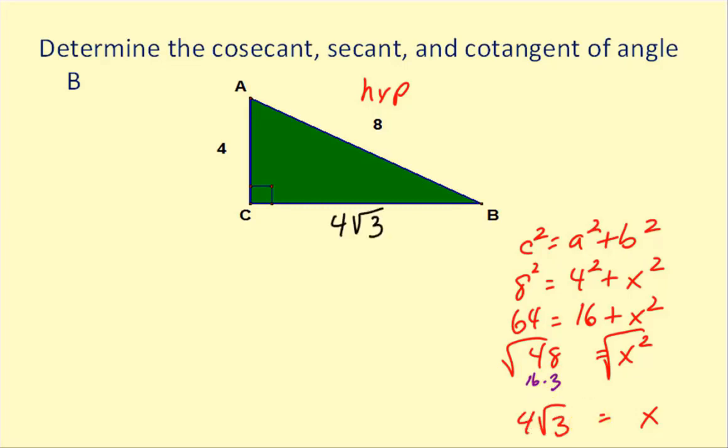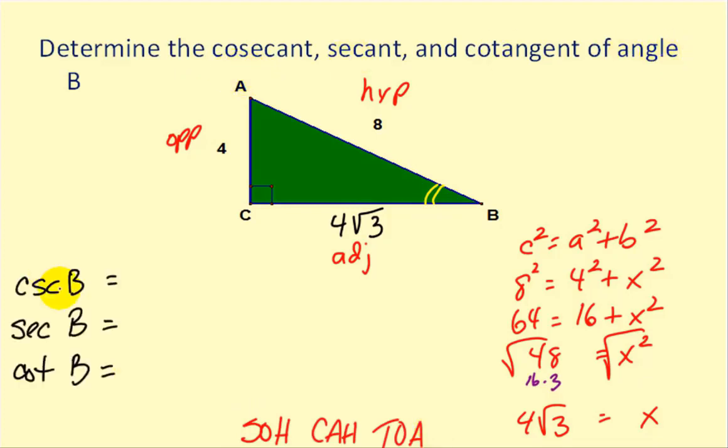Okay, let's go ahead and set this up. Now they are asking for cosecant, secant, and cotangent of angle B. So here's the angle we're referring to. So the 4 would be the opposite, and 4 square root 3 would be the adjacent side. Now we can still use the acronym SOHCAHTOA to help us, as long as you know which functions these are the reciprocals of. Cosecant is the reciprocal of the sine function.